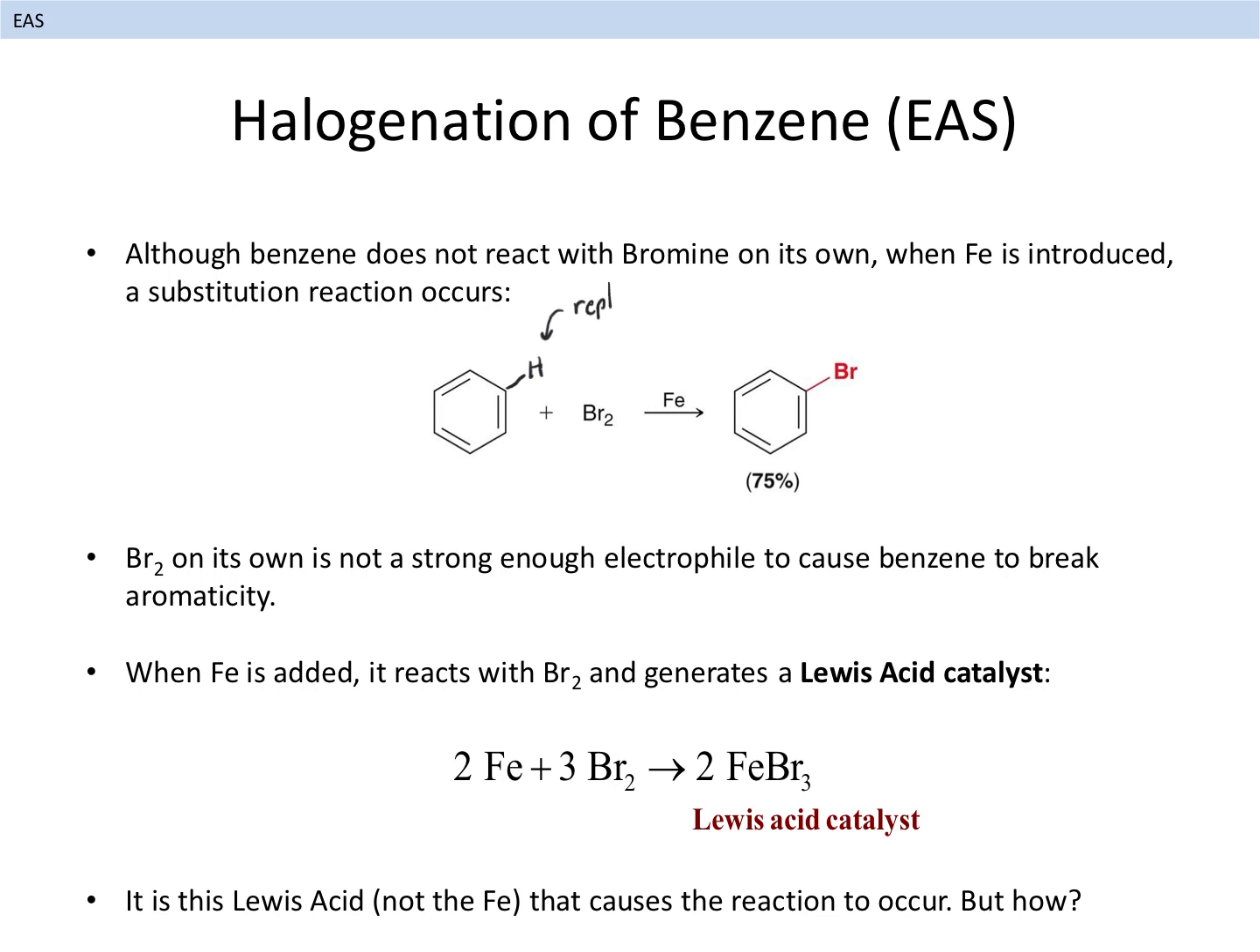Bromine on its own is not a strong enough electrophile to cause benzene to break its aromaticity. However, when iron is added, it reacts with bromine to generate a very strong electrophile that can cause a reaction with benzene. The reaction between iron and bromine produces iron tribromide, as is shown in the equation below. The iron tribromide that is formed acts as a strong Lewis acid catalyst. Strong enough, in fact, to break the aromatic stabilization in benzene. The mechanism for this process is shown on the next page.